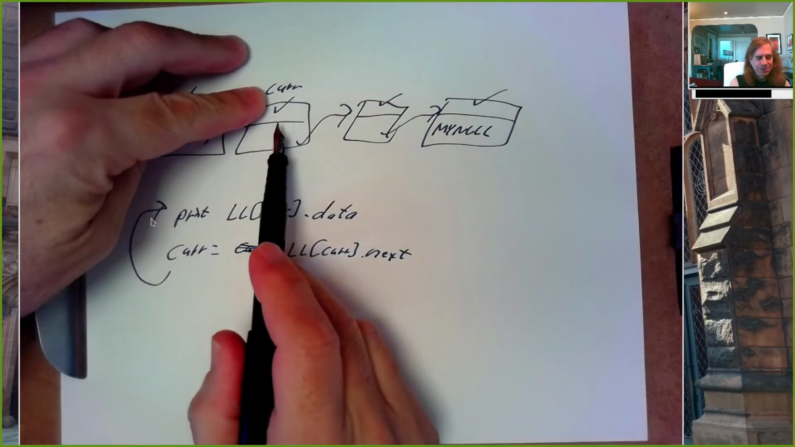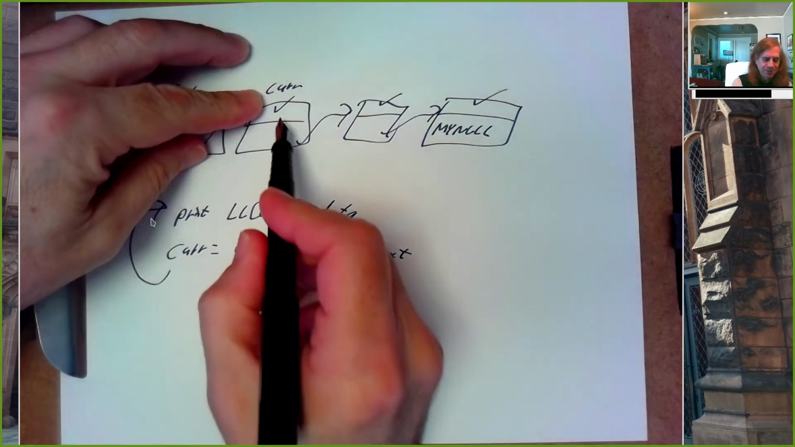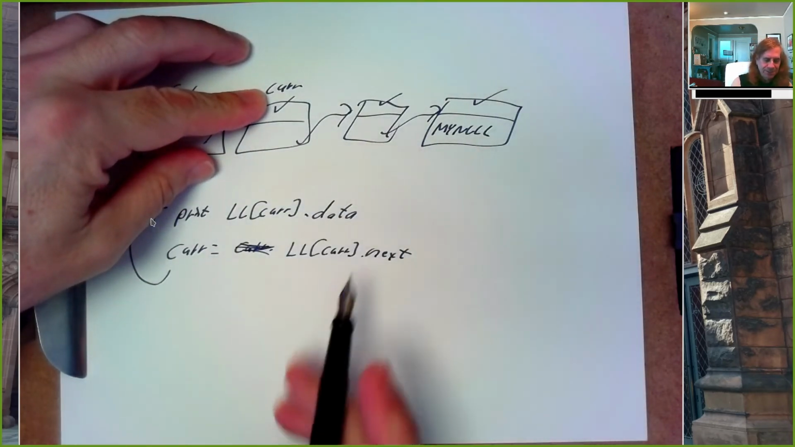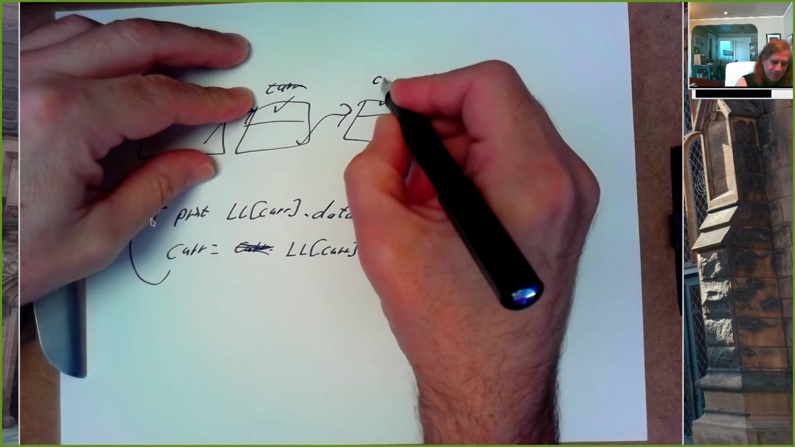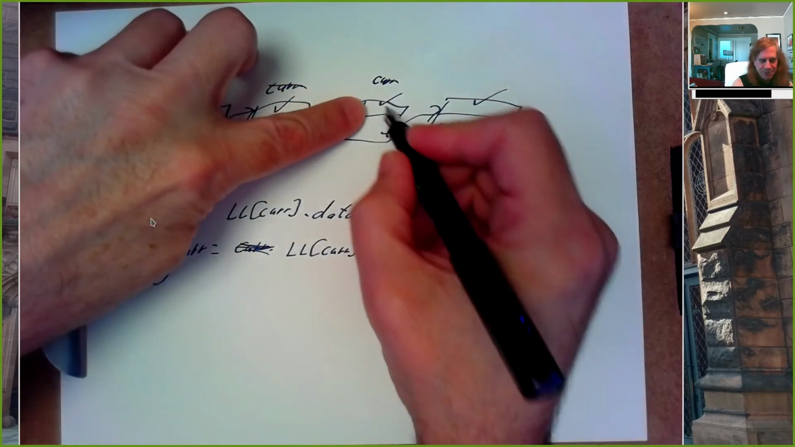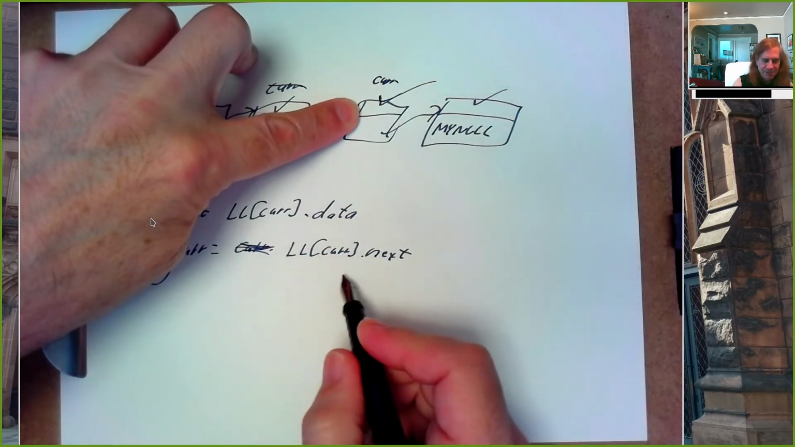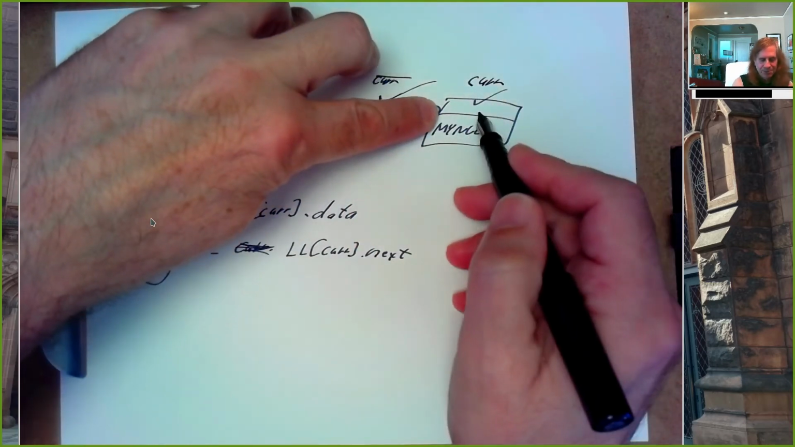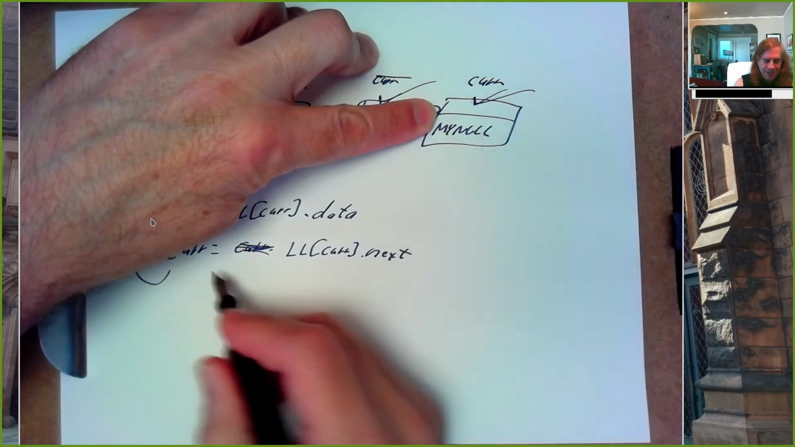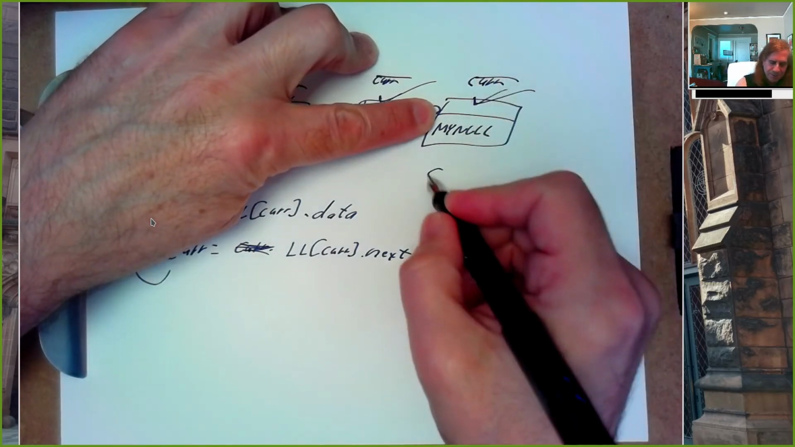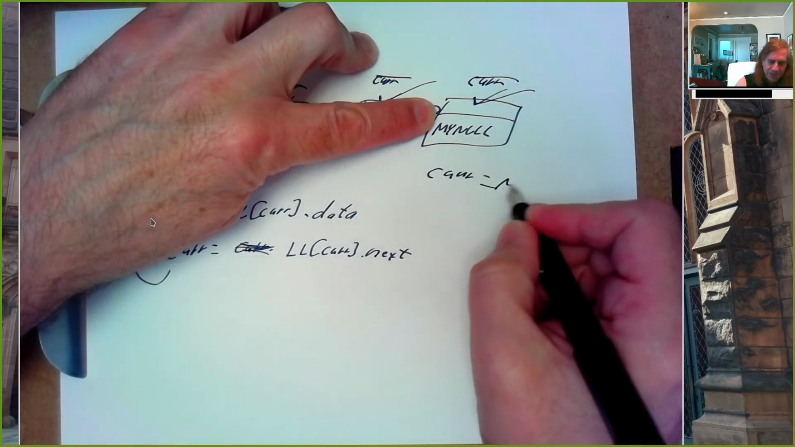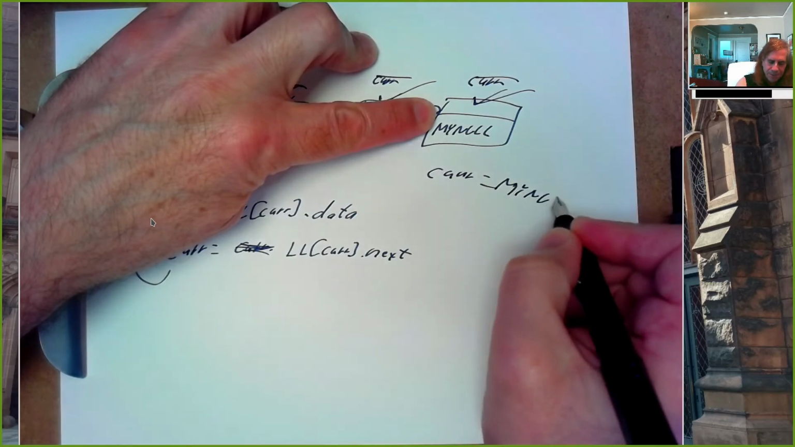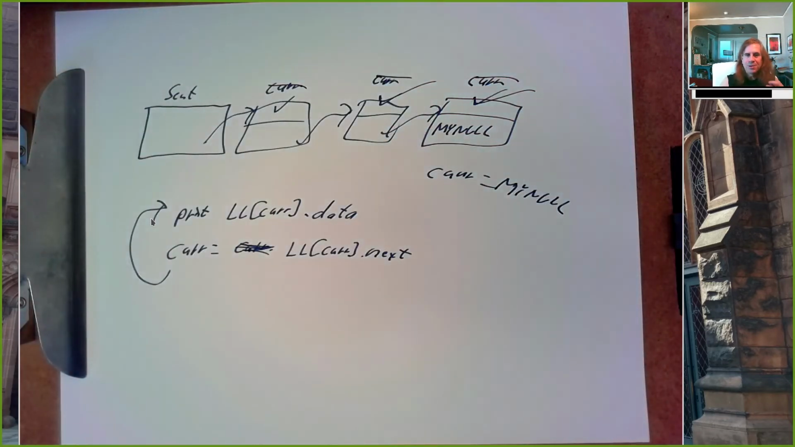Say this is what current is pointing to. I'm going to print out current node's data. I'm going to set current equal to what current is pointing to, which will move it here. I'm going to print out current node's data. I'm going to set current to what current is pointing to, which will change it to here. I still want to print out current node's data. I'm going to change current to what it's pointing to, which means current will now be my null, which is not a valid node. That's where I want to exit.